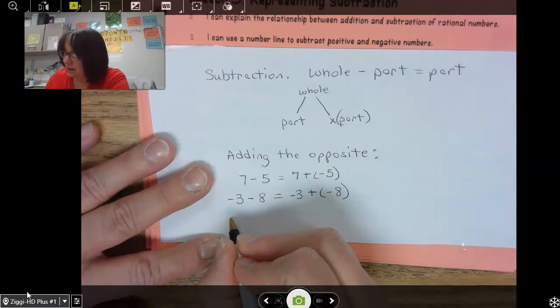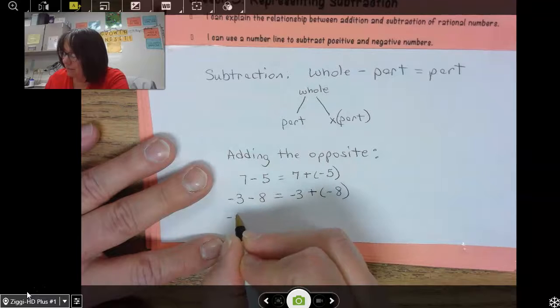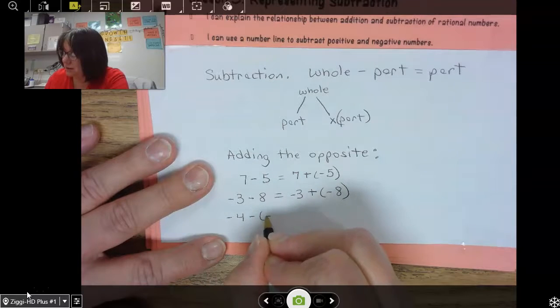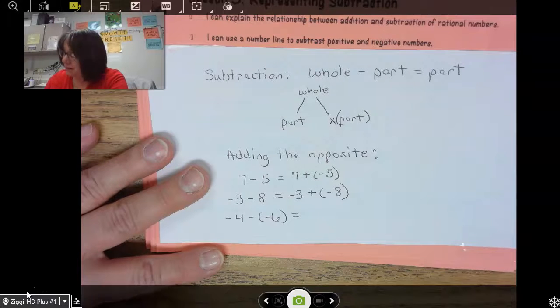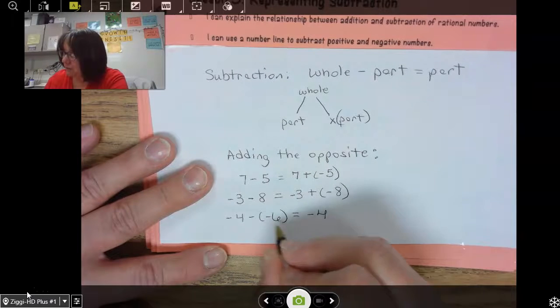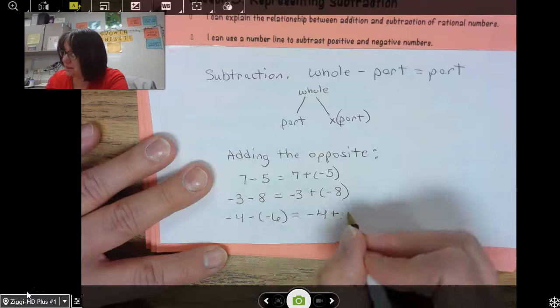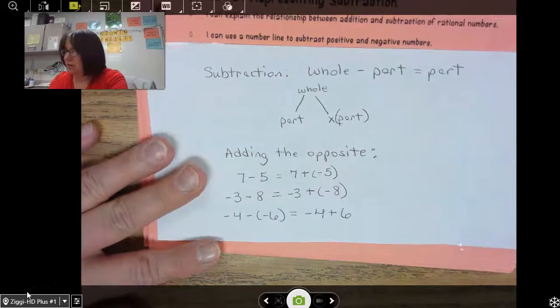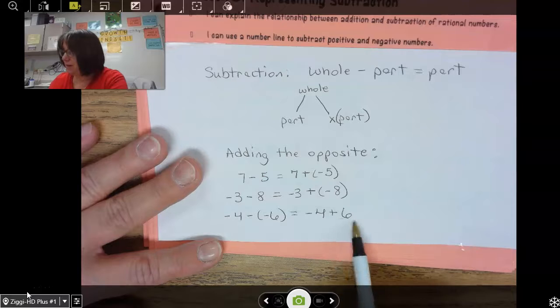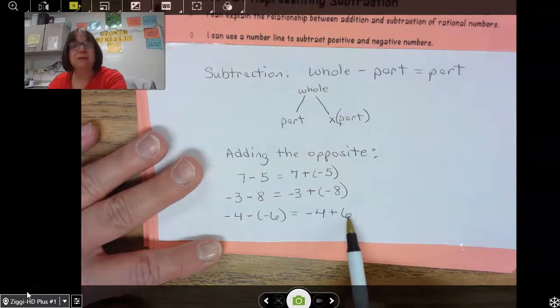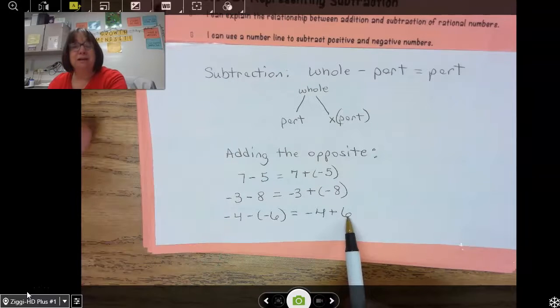So if we had negative 4 minus a negative 6, that would be the same as negative 4, and we're going to add a positive 6, which in this case, just keep using your addition rules we learned the other day. Different signs you'd subtract, which is 2, your positive is bigger, that would be a positive 2.